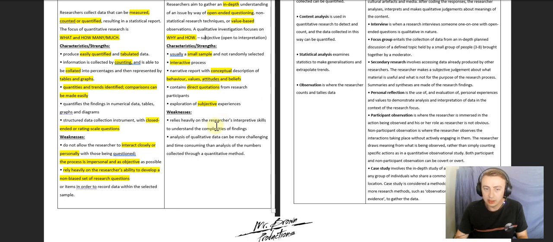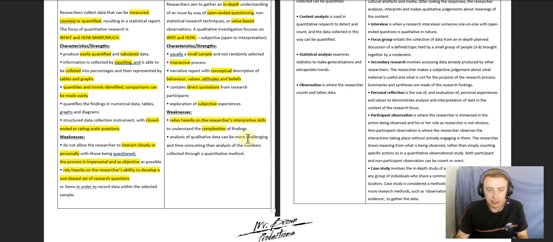Weaknesses, however, are the following. It relies heavily on the researcher's interpretive skills to understand the complexities of findings. That can be a weakness, because if you're not good at that, then the qualitative data is going to be really weak. You have to really be able to unpack it to make it worthwhile.